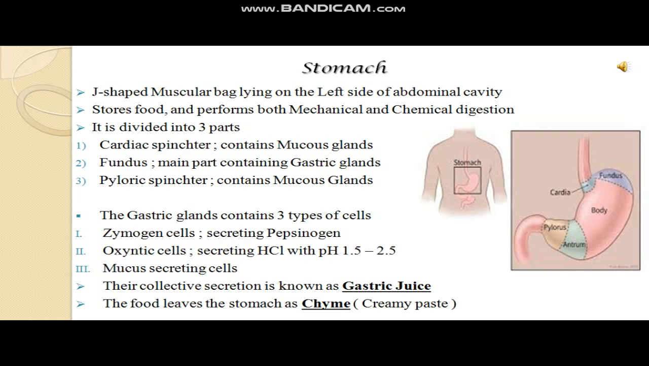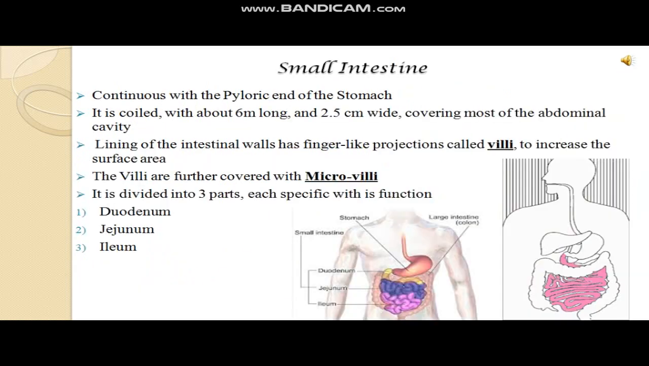It also contains mucus glands and hence further moistens the chyme, leaving the stomach into the small intestine. The small intestine, as we can see in the diagram, is the pink highlighted portion. It is coiled, about 6 meters long and 2.5 centimeters wide.